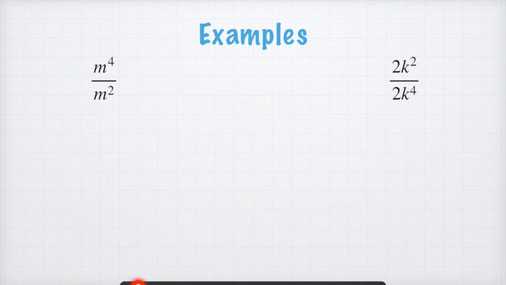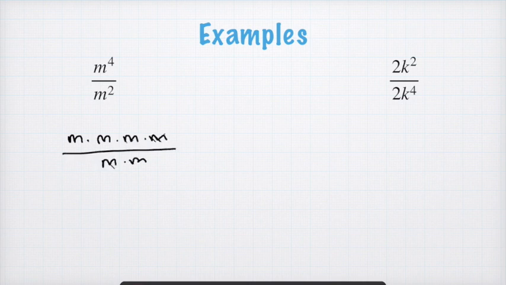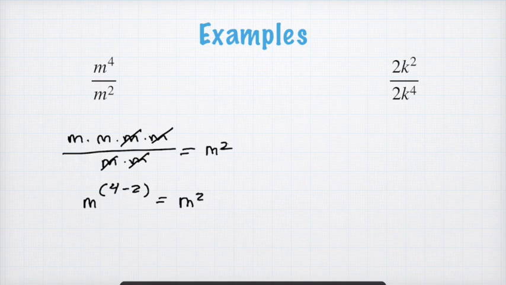Let's do some examples really quick. So we have m to the 4th over m squared, so let's do m times m times m times m all over m times m. We can start canceling things from the numerator and denominator, so we have an m that cancels with an m, another m that cancels with another m, and we're left with m squared. Now we can check that: we raise the base to the exponent of the numerator minus the exponent of the denominator, which is the same thing as m squared. These are the same, so we're good with that.